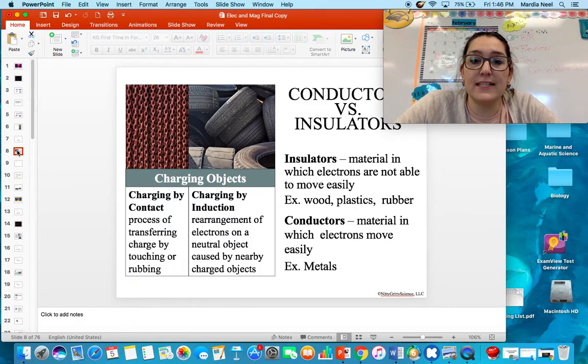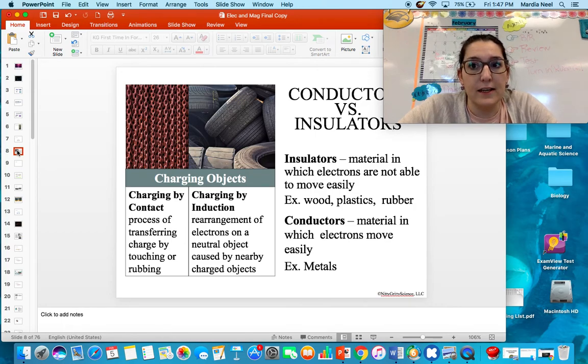Conductors versus insulators. A conductor is a material that can charge by contact. A conductor is a material in which electrons move easily. It's something we can run electricity through easily. Think metals, especially copper. They're some of our best conductors. We can run electricity through them. When you want to think about something that's a conductor, think about substances that when you touch them, they can get hot.